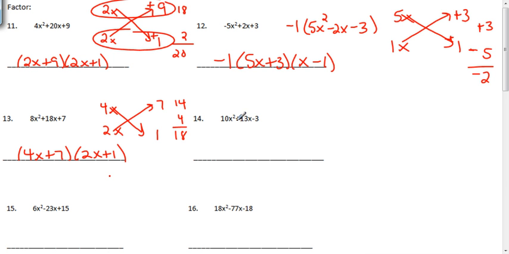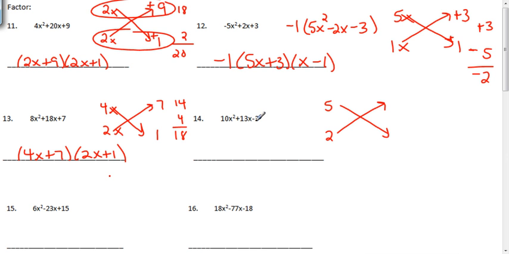Number 14, is there a greatest common factor between 10, 13, and 3? Nope. So then, since it's a trinomial, I know I do the Kirean method. So to multiply to get 10, I can do 10 and 1, or I can do 5 and 2. I'm going to start with 5 and 2.